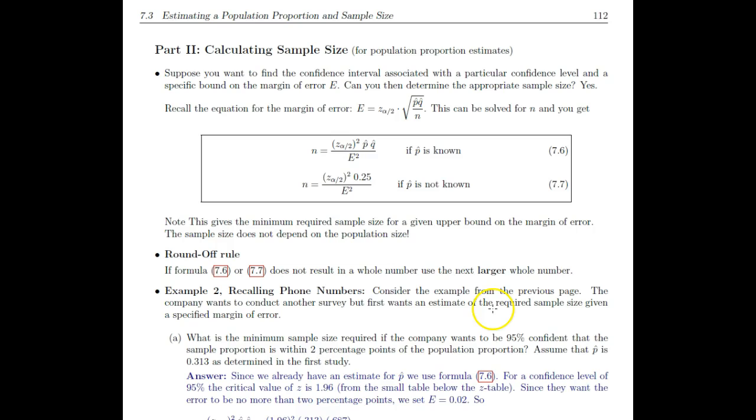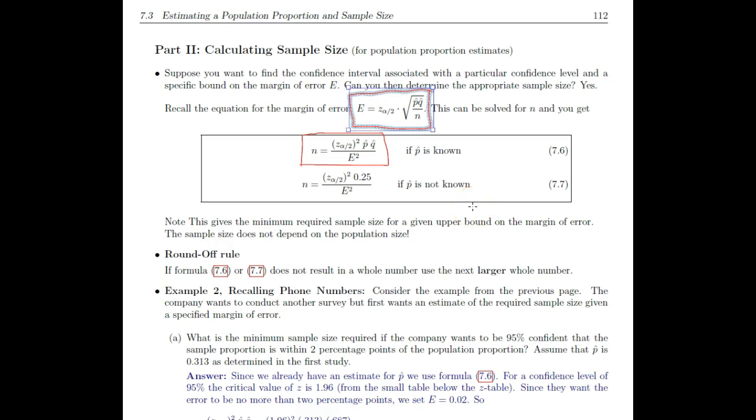So let's move into part 2, which is calculating sample size. So this is very similar to how we did it last class, where we found this for the mean, and we took our error formula, and then we solved it for n. So you can do the same thing here. We have a new error formula here when we're dealing with proportions. And if you solve this for n, you're going to get this thing right here.